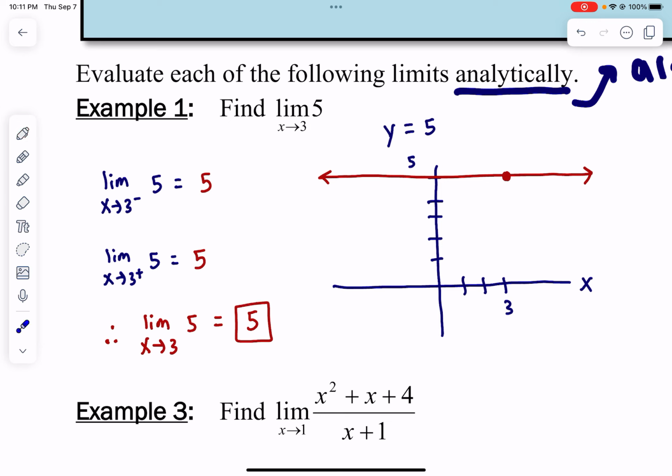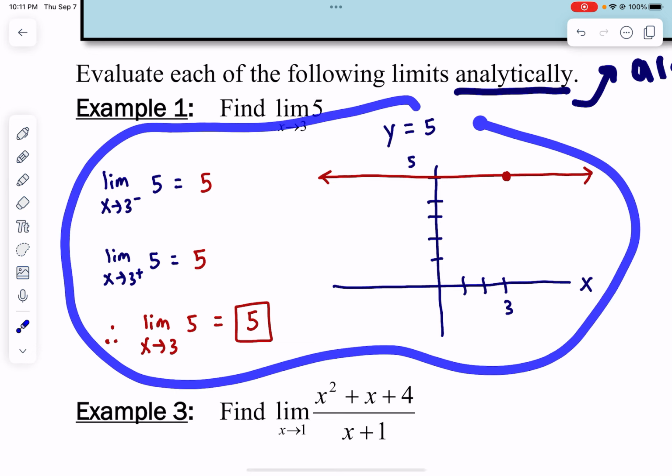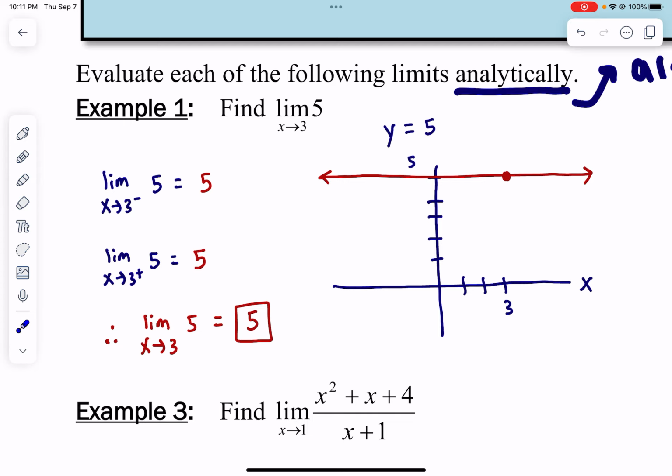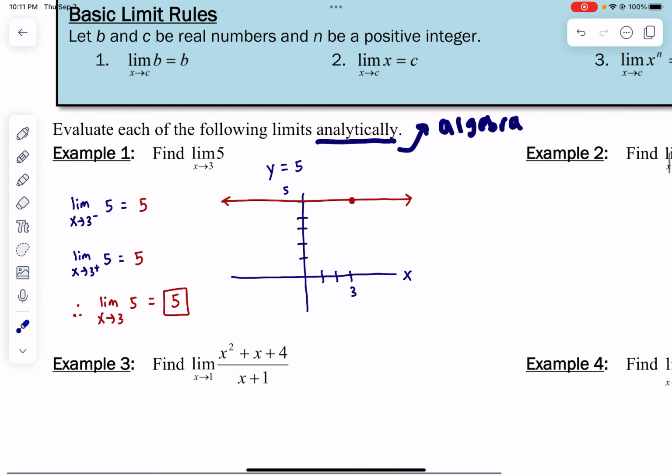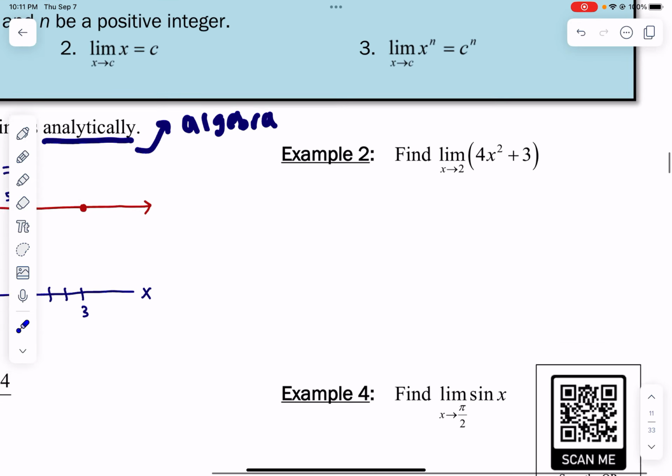All right. So in the future, whenever you're just given a constant and they're asking you to find the limit, it'll just be equal to the constant itself. And that's what we basically proved in this problem. So hopefully that makes sense. Let's go over to example number 2.